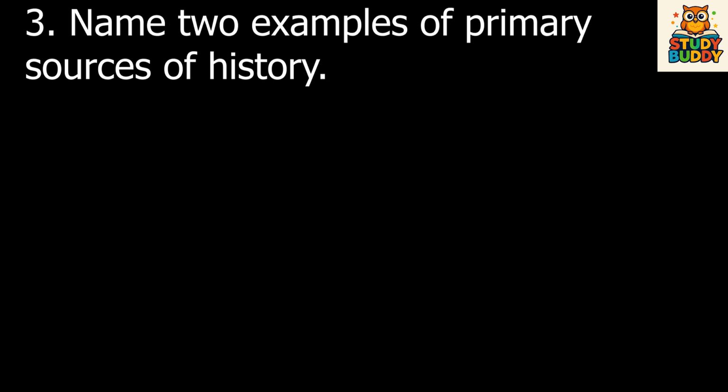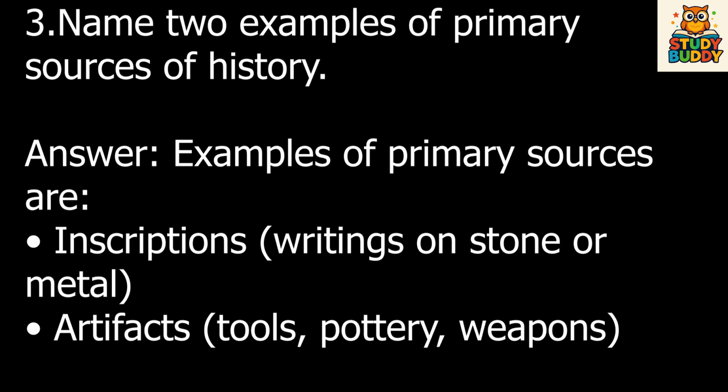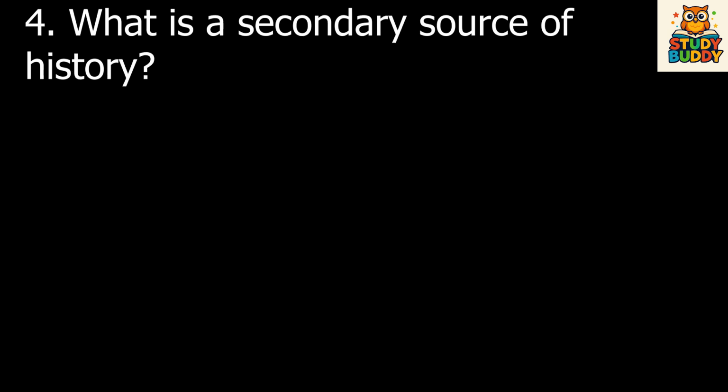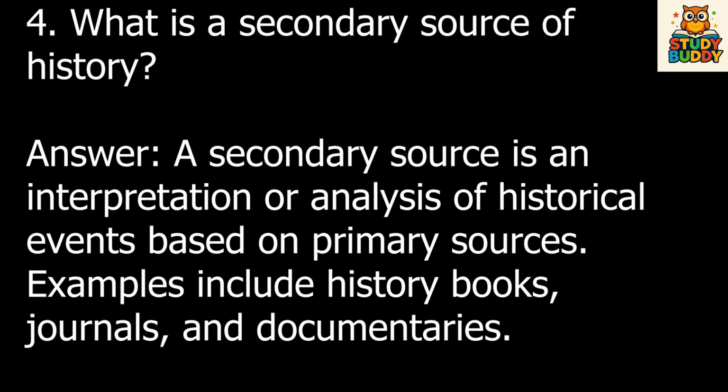Name 2 examples of primary sources of history. Examples of primary sources are inscriptions, which are writings on stone or metal, and artifacts like tools, pottery, and weapons. What is a secondary source of history? A secondary source is an interpretation or analysis of historical events based on primary sources. Examples include history books, journals, and documentaries.